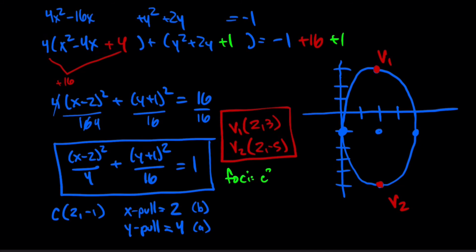Next, I need to get the foci. So I remember c squared equals a squared minus b squared. C squared equals 16 minus 4. That's going to be 12. So c is square root 12. They're always going to want these in radical form. So that's going to be 2 radical 3.